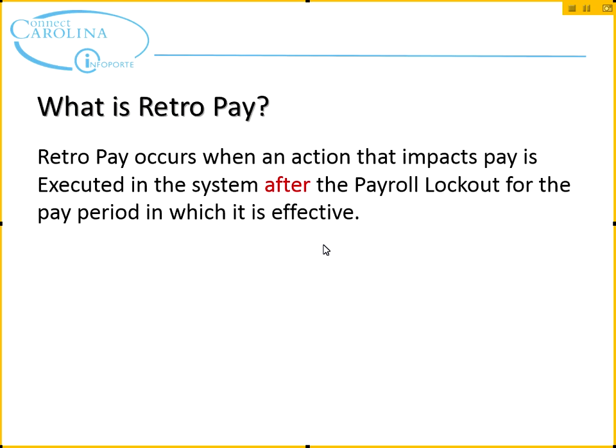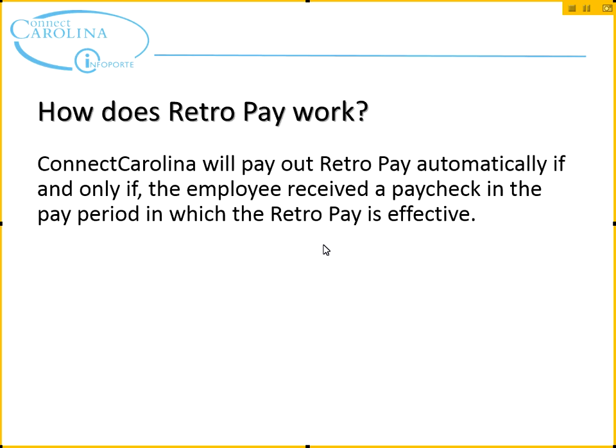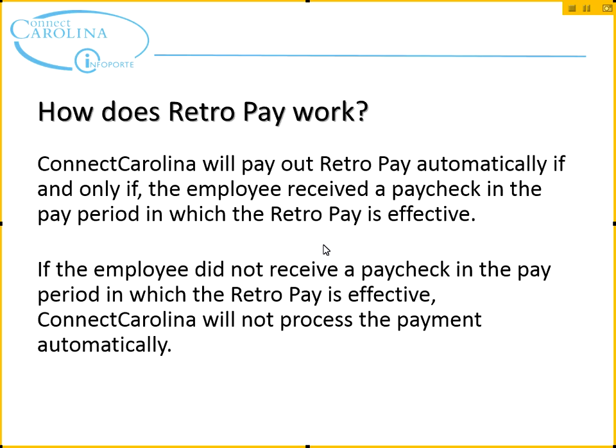So what is Retropay? Retropay occurs when an action that impacts pay is executed in the system after the payroll lockout for the pay period in which it needs to be paid. How does it work? Connect Carolina will pay the retro payout automatically, but if and only if the employee receives a paycheck in the pay period in which the retro pay is effective. If the employee did not receive a paycheck in that pay period, the system doesn't know to pick it up.